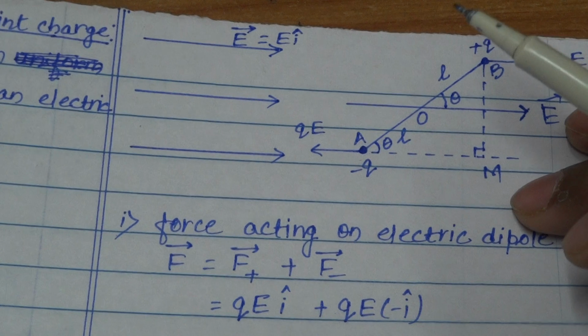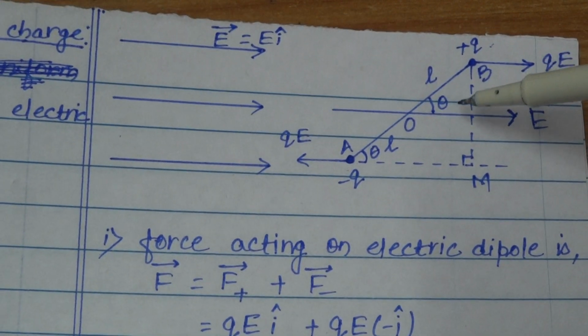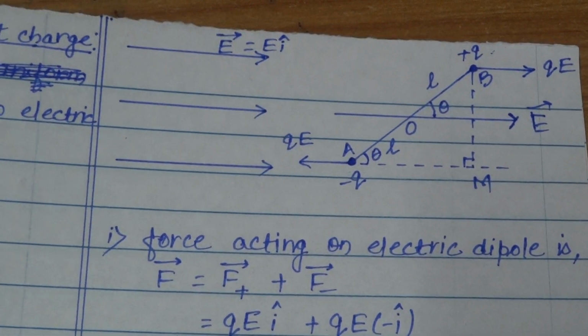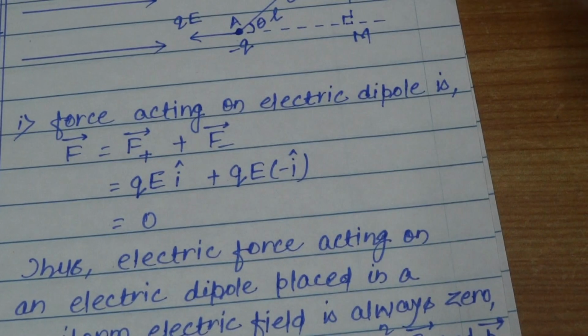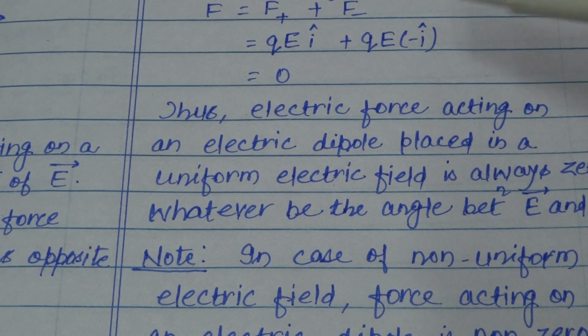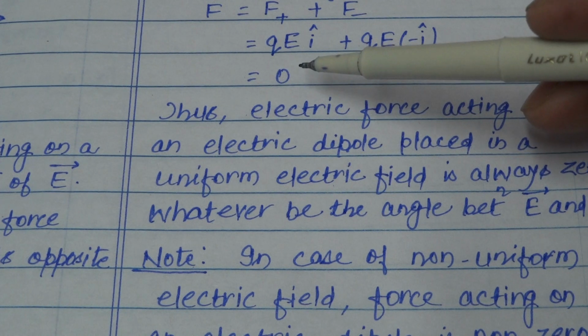In the calculation of the net force acting on the dipole, we haven't considered theta. So whatever be the value of theta, be it 0 degrees, 30 degrees, or 45 degrees, that doesn't matter. The electric force acting on an electric dipole, if it is placed in a uniform electric field, is always 0.